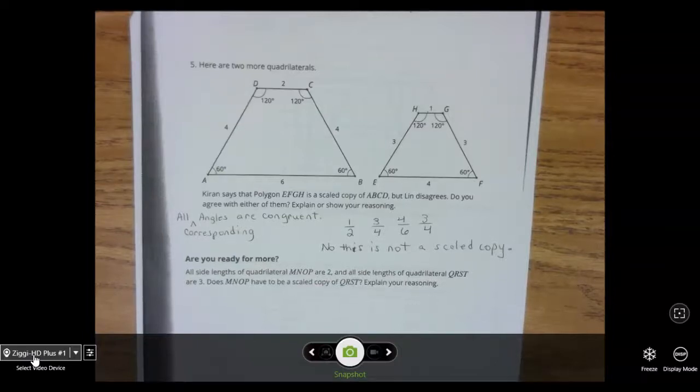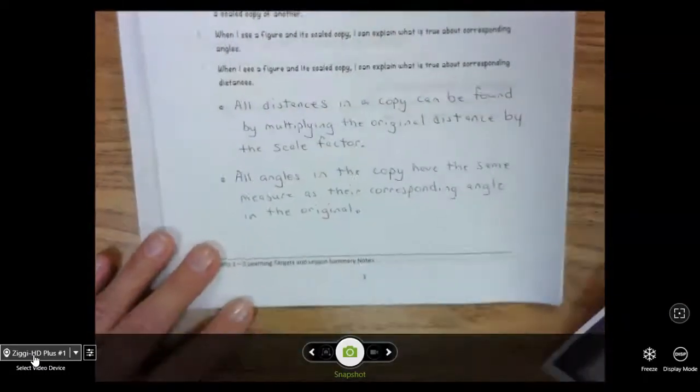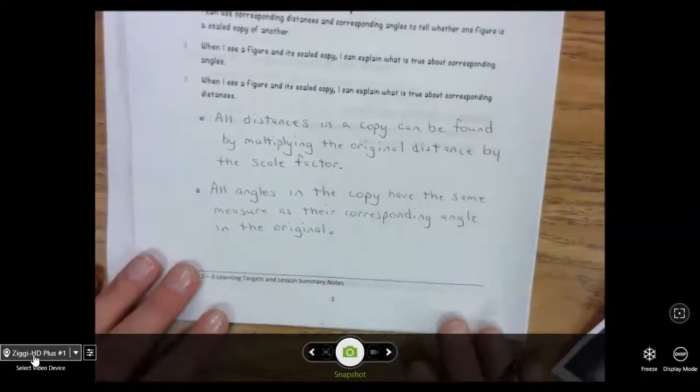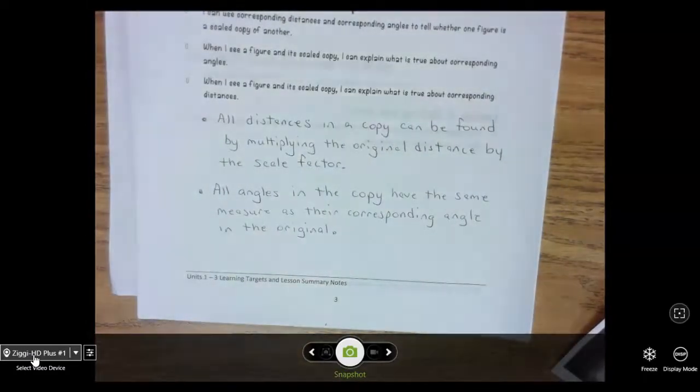Okay, in your notes packet today, for lesson 4, I want you to write this. Those two things I just went over. All the distances in a copy can be found by multiplying the original distance by the scale factor. And all angles in the copy have the same measure as their corresponding angle in the original.